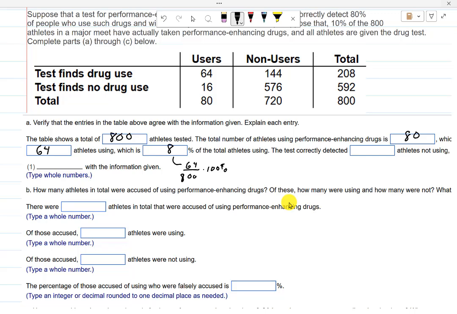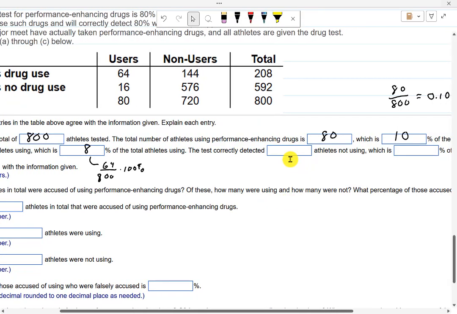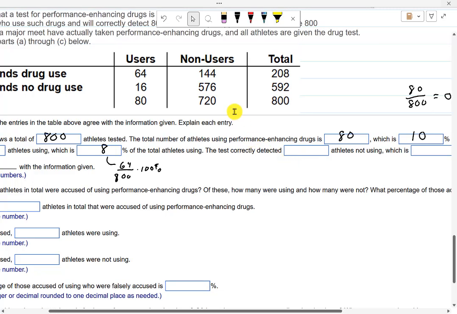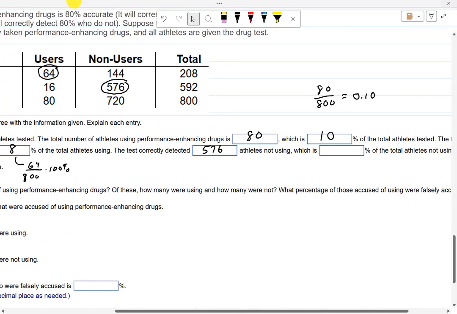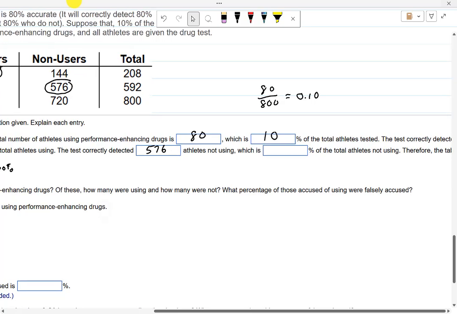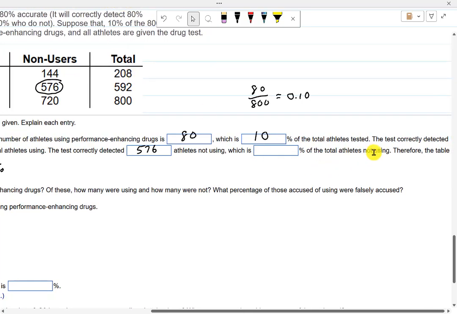The test correctly detected blank athletes not using. Let me pull to the side. It correctly detected 5. So these are the ones that correctly detected of the users. And these are the ones that correctly detected of the non-users. That's 576, which is blank percent of the total athletes not using. So this here, the total athletes not using, which is out of 720.